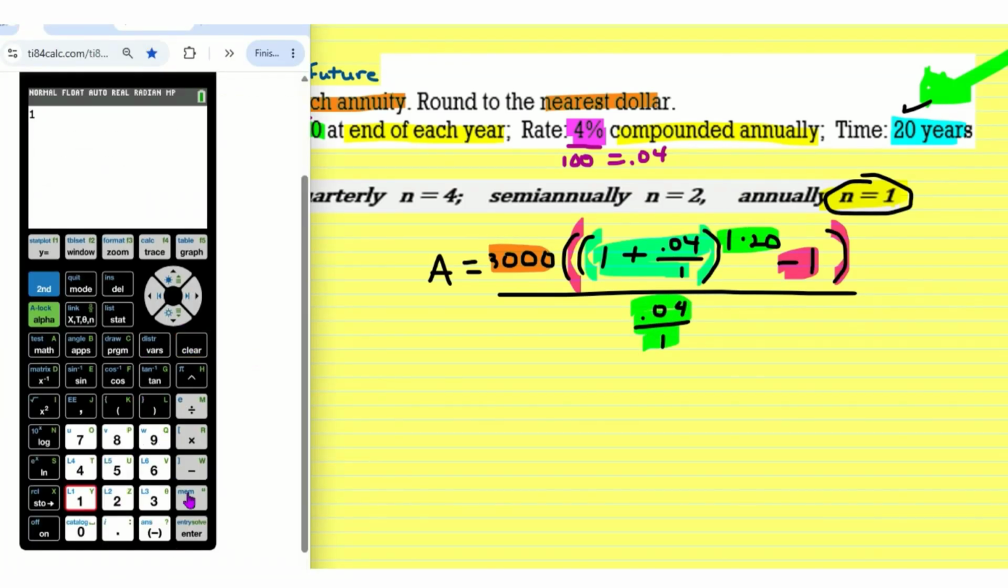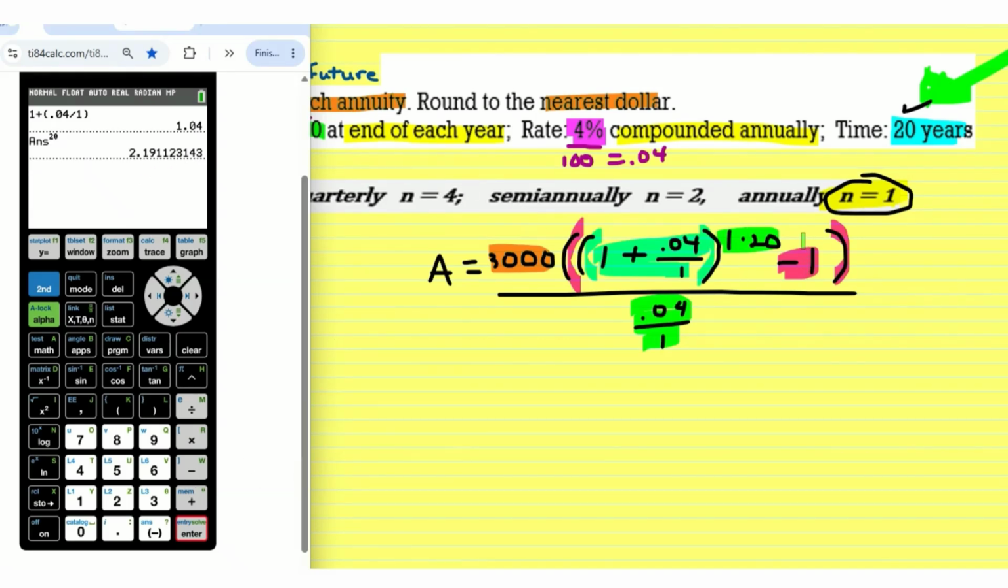So we're going to do 1 plus parentheses 0.04 divided by 1 parentheses. Putting parentheses around that fraction tells the calculator to treat it as a fraction. Okay, then I push enter. I get a value. I'm now going to raise it to 1 times 20. 1 times 20 is 20. So the up caret button on your calculator will raise it to a power of 20. And I get a value there of 2.1911, etc.